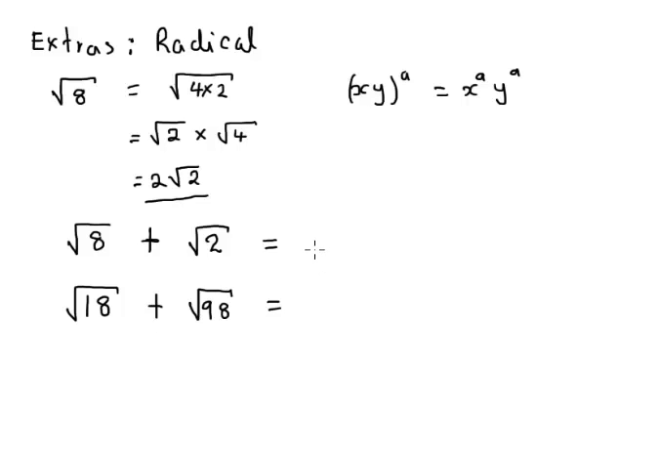First of all, what should I write here? Square root of what? 4 times 2 plus square root of 2. Okay? Then 2 square root of 2 plus square root of 2 equals 3 square root of 2.